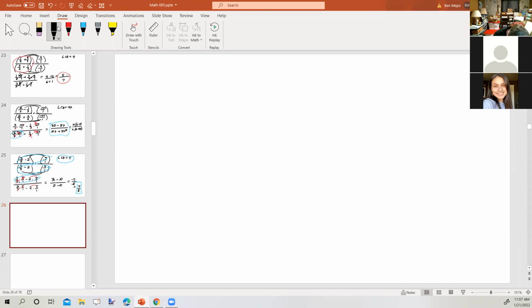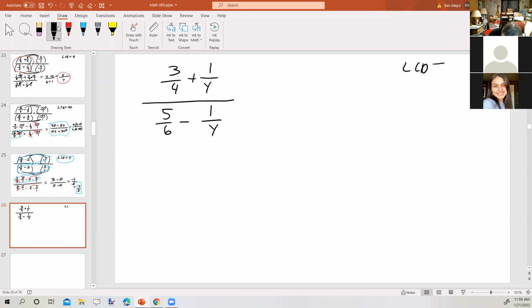So what do we got here? We've got 3/4 plus 1 divided by y all over 5/6 minus 1 over y. So my denominators are 4, y, 6, and y. My least common denominator is going to be 12y. Anybody need me to go through the process of how I got that? Okay. I'm going to multiply by 12y over 12y.